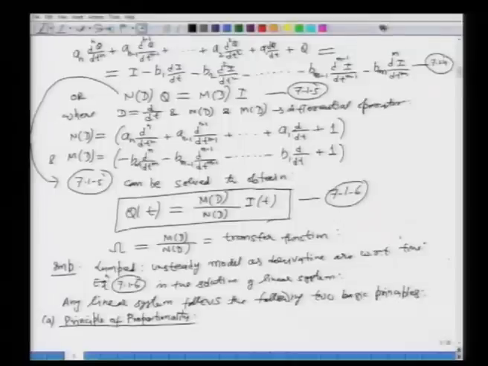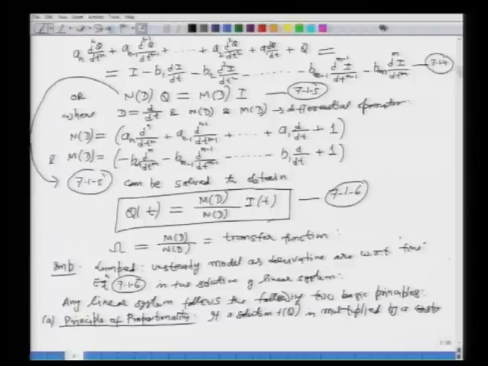So, if you want to write it down, what do we mean by that? If a solution f of q is multiplied by a constant c, let us say c is some constant, the resulting function c f of q is also a solution. It is as simple as that.